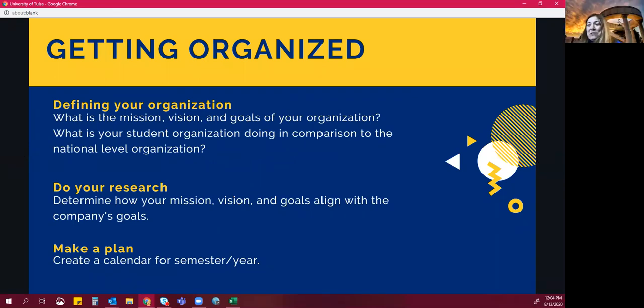So, getting organized. I'm not going to read word for word what this slide says, but I do want to strongly recommend that student organizations, if you haven't already, the leadership should get together and develop a one-pager or a brochure that highlights your organization's mission, vision, goals of the organization, as well as including demographic information about your organization.